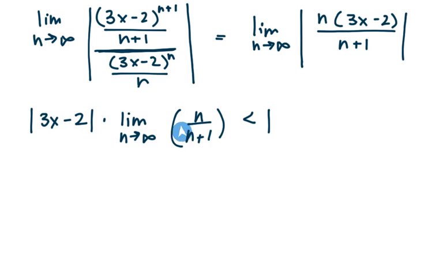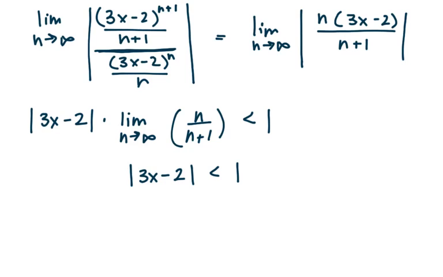The limit of this we can find using L'Hopital's rule because it's already in the indeterminate form of infinity over infinity. The derivative of the numerator is 1, the derivative of the denominator is 1, and the limit as n goes to infinity of 1 is just going to be 1. So we're left with 3x minus 2. The absolute value of that needs to be less than 1.